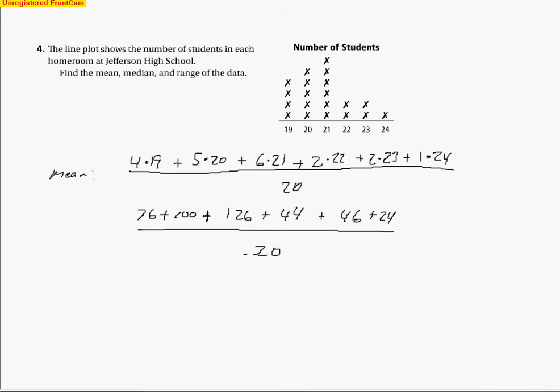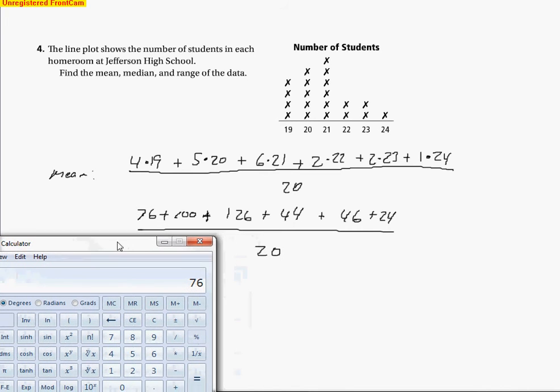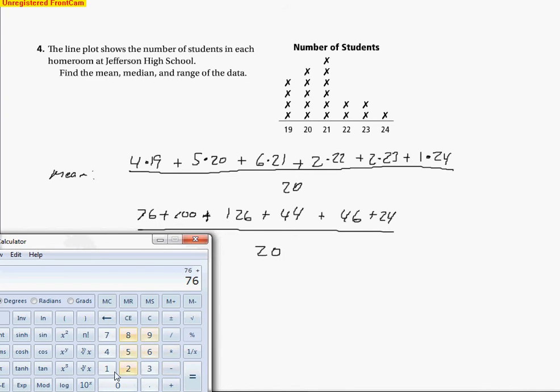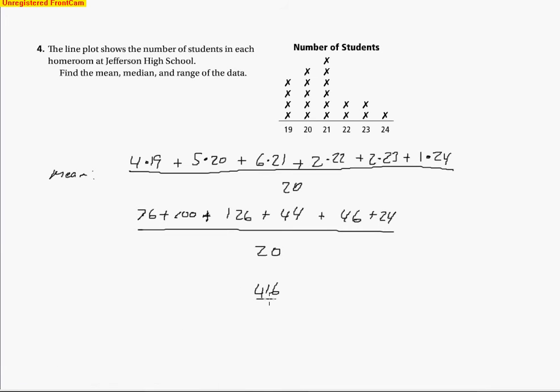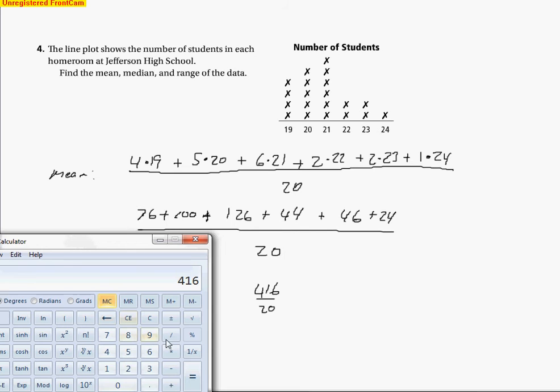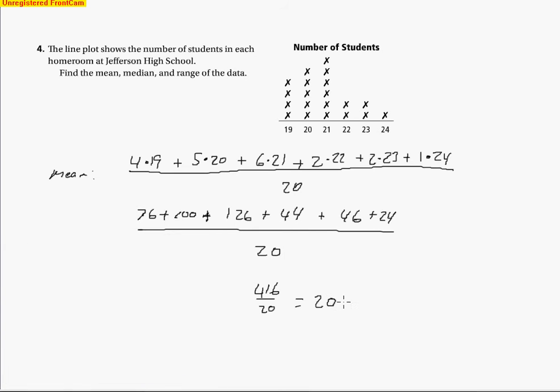So let's go ahead and add these numbers up. And so I have 76 plus 100 plus 126 plus 44 plus 46 plus 24. And so when we get that sum, that's 416. And now we're dividing that by 20. And so this is going to end up giving us our mean of 20 8/10. And that's how many students we have. And so that's the mean. 20.8 is the mean number of students in our classes.